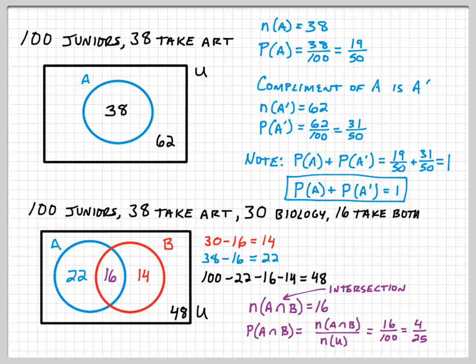Now, a common thing that happens is sometimes people think of n of U as just that 48, but you have to remember that U represents the entire box, everybody inside that box. There's just 48 students who are not taking one of those two subjects.